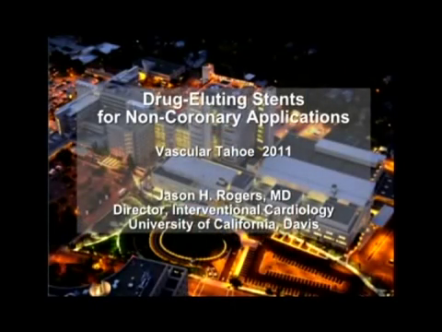Jason is going to talk about drug-eluting stents for non-coronary applications and really talk about the problem of restenosis and maintaining patency. Thank you, Dave.